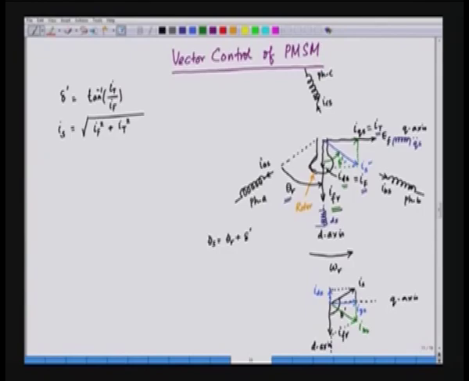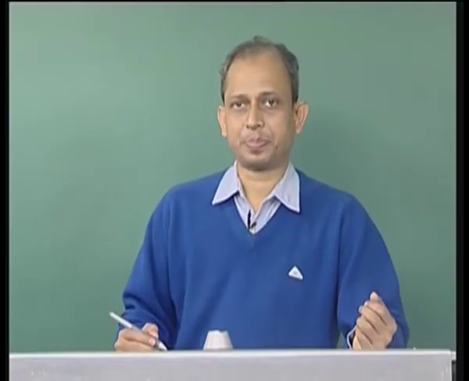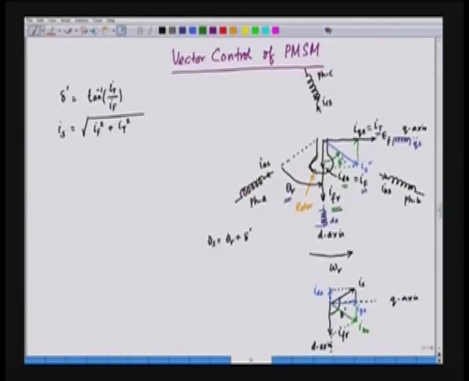In fact, in flux weakening, delta prime will be higher than 90 degrees. So if this angle delta prime is higher than 90, we can go for flux weakening. So we can say that for flux weakening, delta prime should be more than pi by 2. So we operate at constant flux up to the base speed, and beyond the base speed we go for flux weakening, and that is achieved by having a negative IDS.